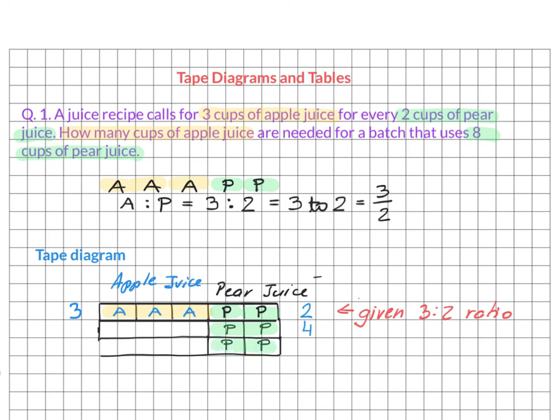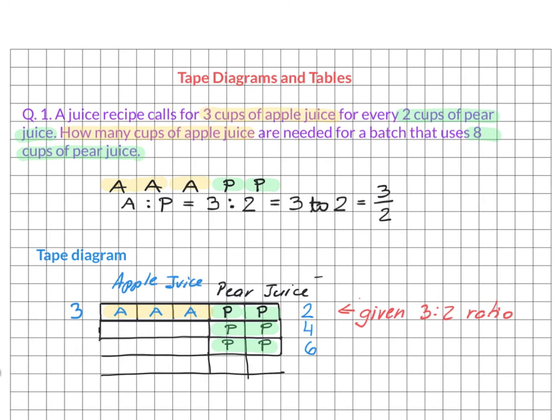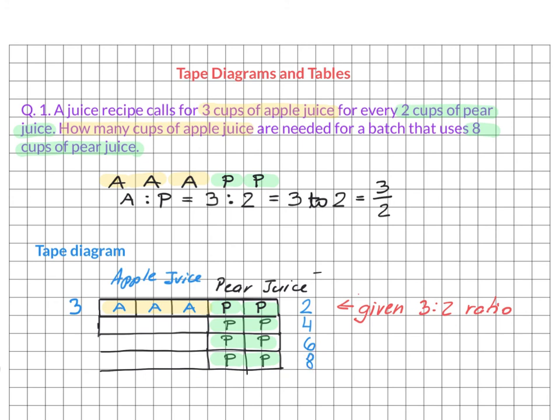And now I have 6 cups of pear juice. Still not 8. I'm going to add one more line of pear juice, which now gives me 8 cups of pear juice. And this is the number that I had to find. So I'm going to circle this like a target. This is a given number, or target number.